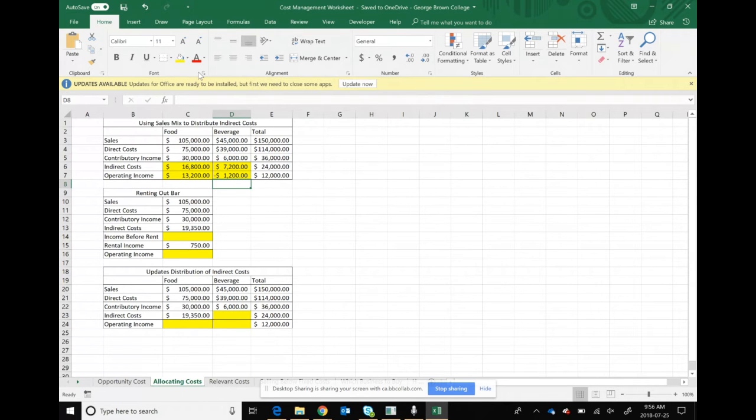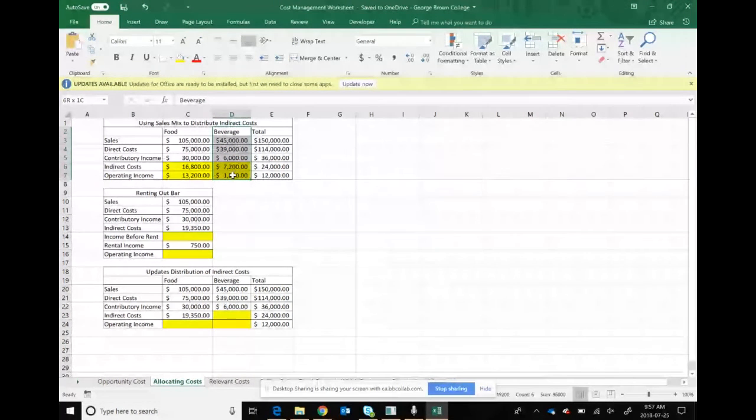In the textbook, it says that you could also rent out your bar. So basically, you're getting rid of all of your beverage income, but you're also getting rid of those indirect costs and those direct costs. So you're basically not generating any income, but you're also not incurring any losses. So your profit is zero, right? And the idea here is that zero profit is better than a $1,200 loss.